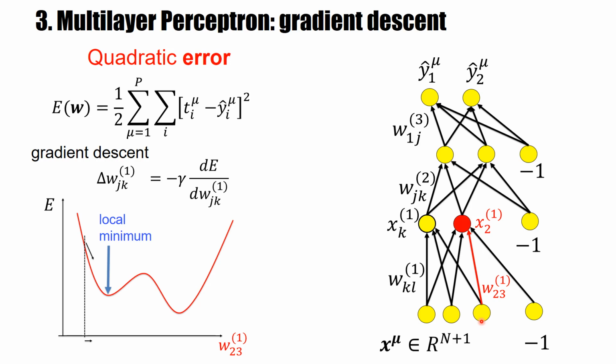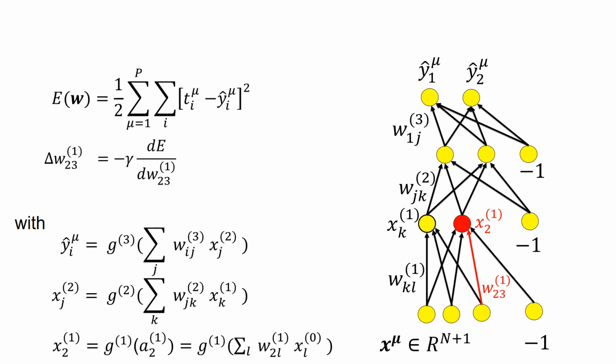Now, we would like to change this weight such as to minimize this error. So we minimize the error by gradient descent. We go down the error surface. The error is the sum over all output neurons and the sum over all patterns that we have in our database. So this is the error function. We want to take the derivative.